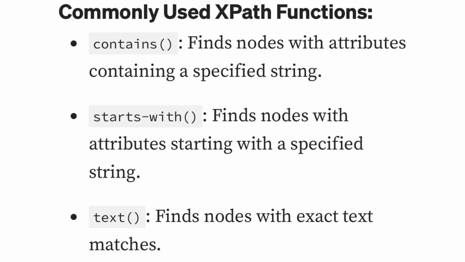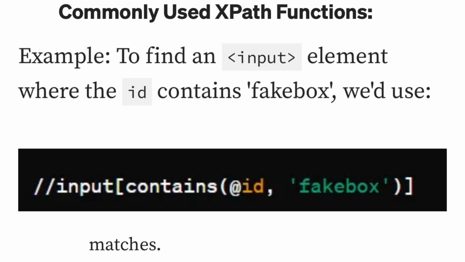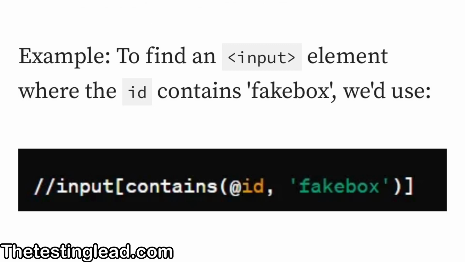Now let's talk about one of the main benefits of XPath, its functions. Contains finds nodes with attributes containing a specified string. Starts-with finds nodes with attributes starting with a specified string. Text finds nodes with exact text matches. Example, to find the input element where the ID contains fake box, we'd use //input[contains(@id, 'fake box')].